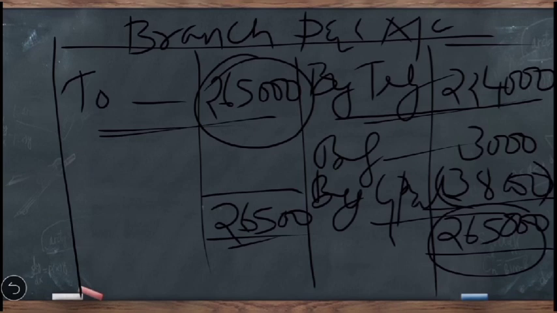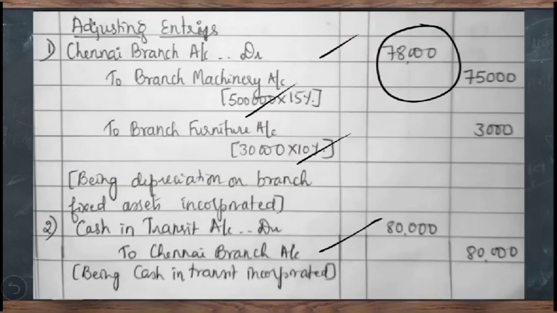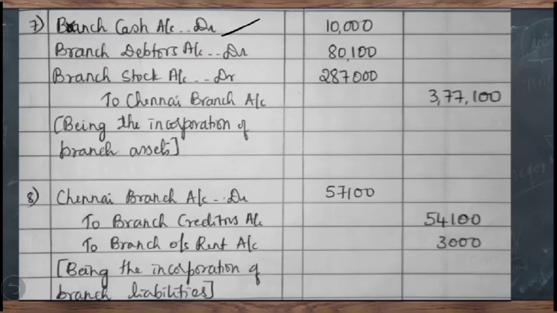After these 6 entries relating to incorporation of branch trading and profit and loss account, we have to show the incorporation entry for assets and liabilities. Let us see what are the assets given in the question. They have given here cash in hand, debtors and closing stock. So to incorporate this, the entry will be branch assets account debit to branch account. I will show you the entry. Branch cash account debit, branch debtors account debit, branch stock account debit to Chennai branch account.